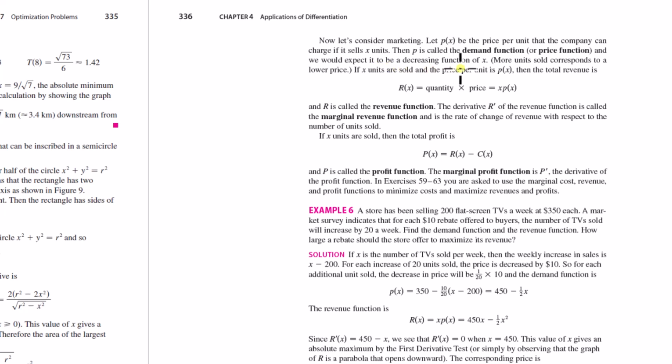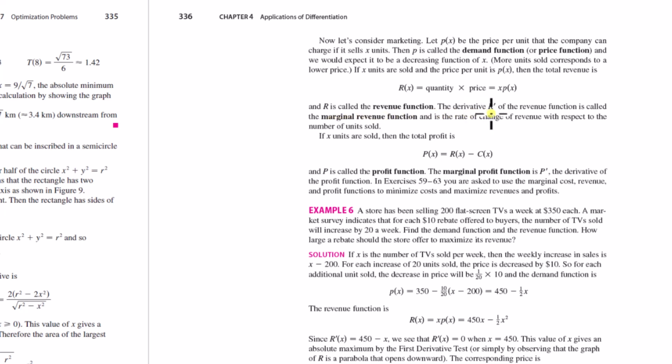And we would expect it to be a decreasing function of X, yeah. If you want to sell more cans, you're going to have to lower the price. If you want to sell 5 million cans of Coke, if you want to make sure you sell them all, the price can't be too high. If X units are sold and the price per unit is P of X, then the total revenue is, yeah, quantity times price, X times P of X, okay? That's the revenue function. The number of units sold times P of X. And the X is also the number of units manufactured, right? You're kind of assuming this perfect world where the number of units you manufacture, you also sell. Okay, R is called the revenue function.